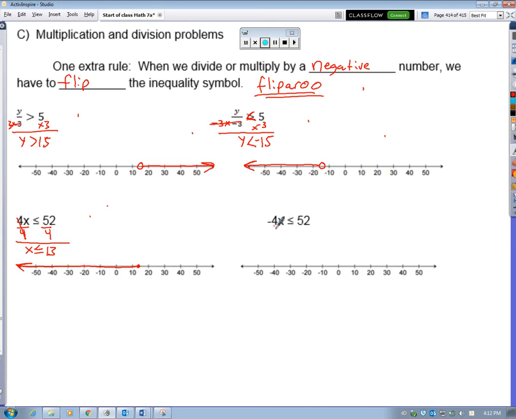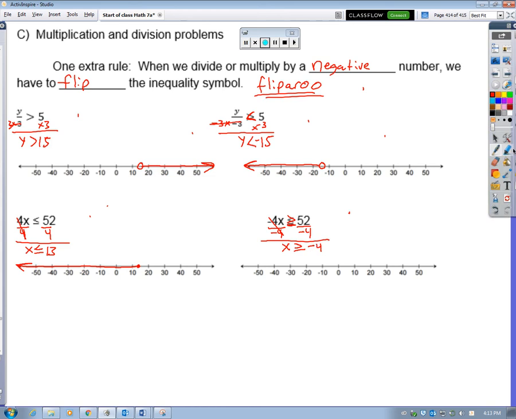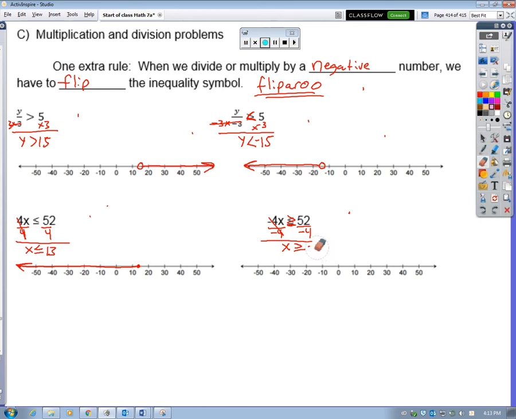Alright, now check out this example where this time we have a negative 4 to deal with. We're multiplying by negative 4, so I need to cancel it off by dividing by negative 4. I'm going to bring my negative 4 over here, and when you bring a negative number over to this other side, then you're going to flip the sign around. Okay, so just flip it and make it go the other way. Continue with your math. X is greater than or equal to negative 4. Or, I'm sorry, negative 13. Because we had to divide that.